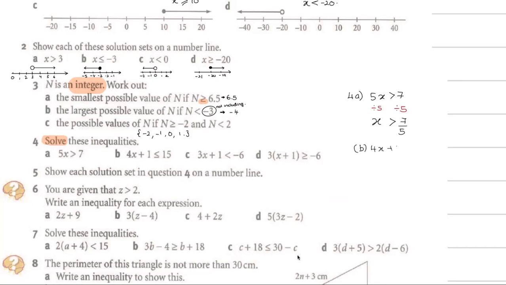4x plus 1 is less than or equals to 15. So what we can do here is we remove the 1 first.